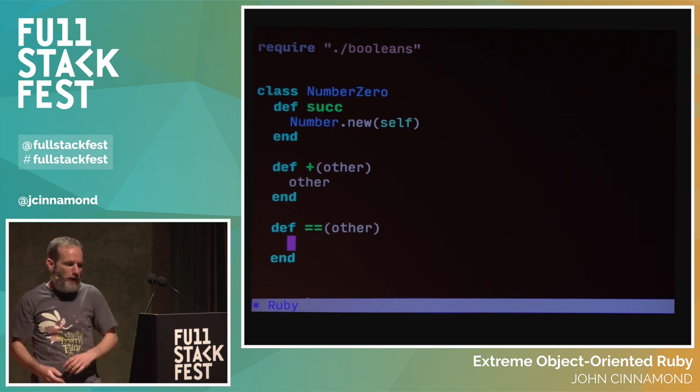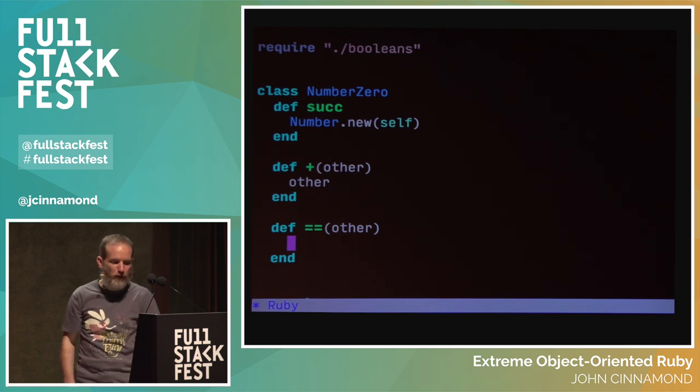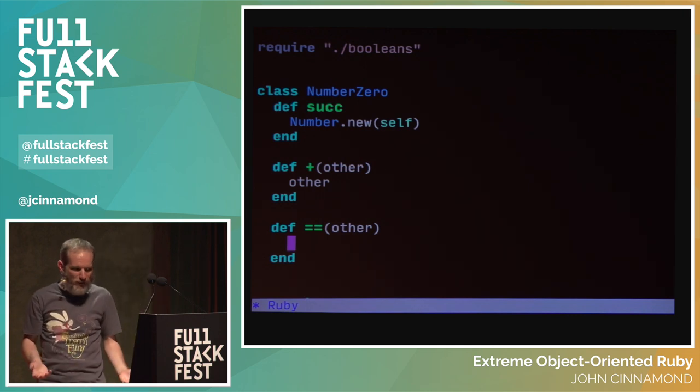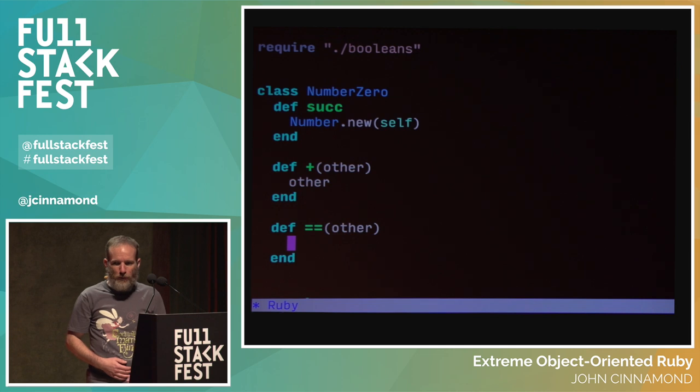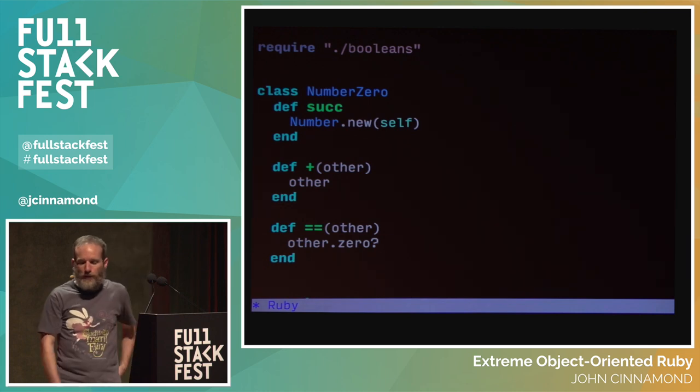It might be kind of tempting to think, well, we can look at the class. But looking at the class is not one of my four rules. We can't do that. It turns out it is even easier than that. To know if something is zero, we just go and ask it. We say, are you zero? So we can say to the number, are you zero? And then we return whatever that gives back to us.